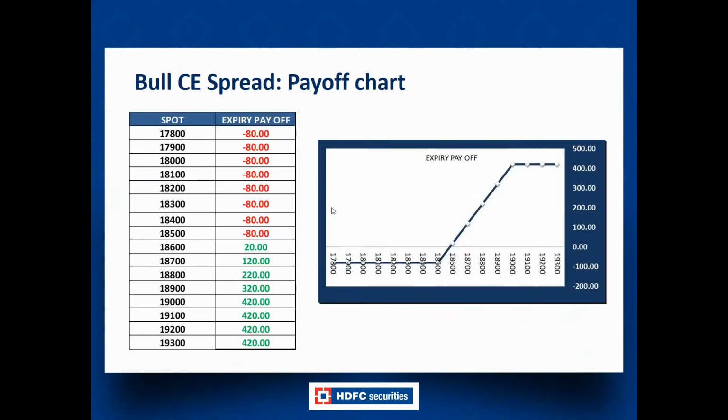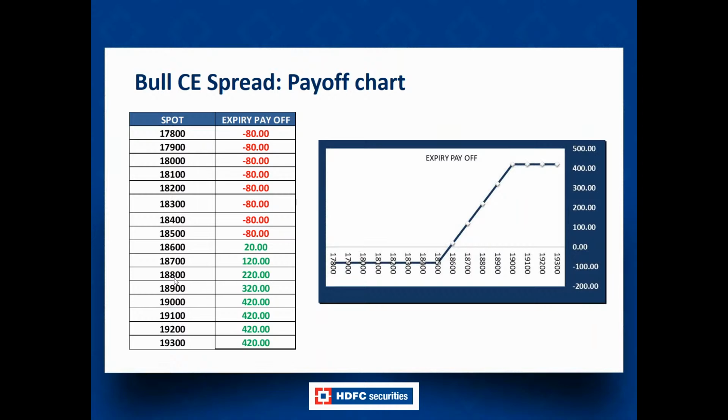So here is a payoff diagram. The payoff chart is on the right-hand side, and on the left-hand side is a payoff table. If Nifty closes on or below 18,500, if you do this strategy, you won't lose more than 80 rupees per share. But if it starts moving up, suppose it closes at 18,800, you will make 220 rupees per share as a profit.